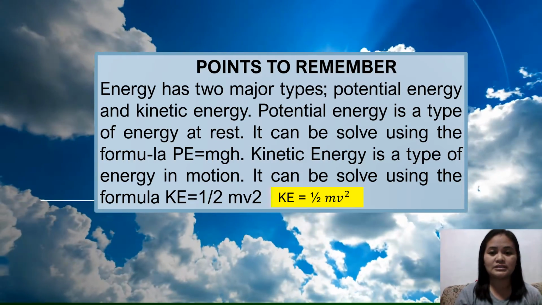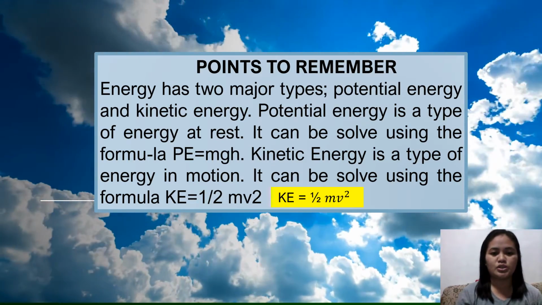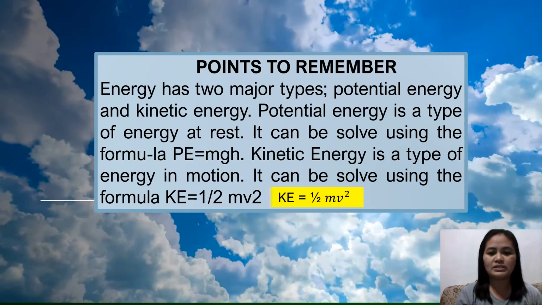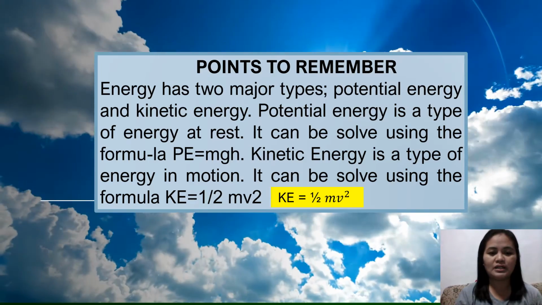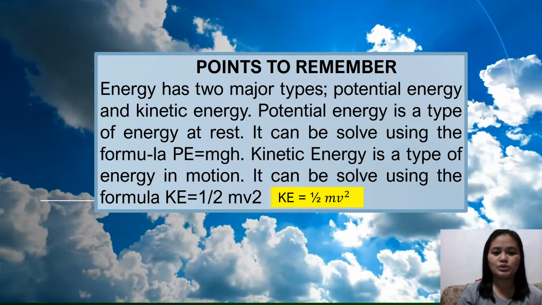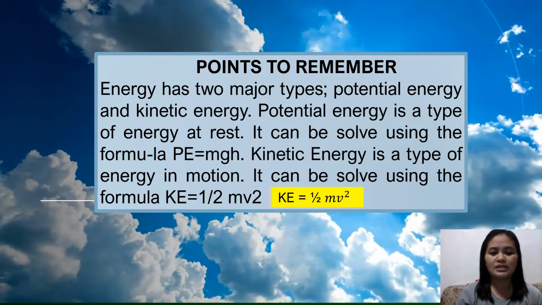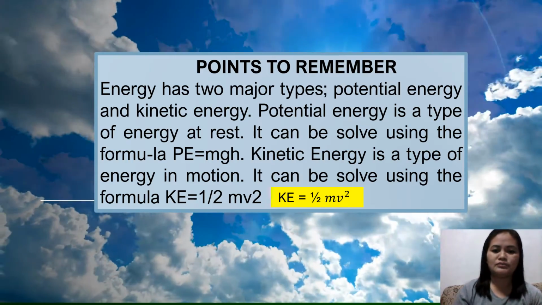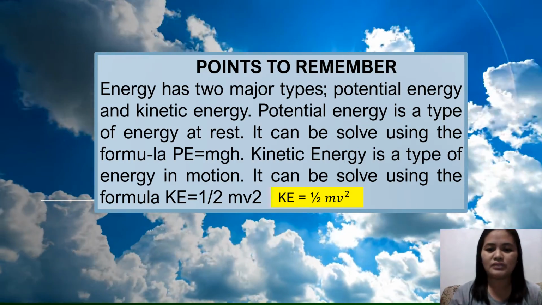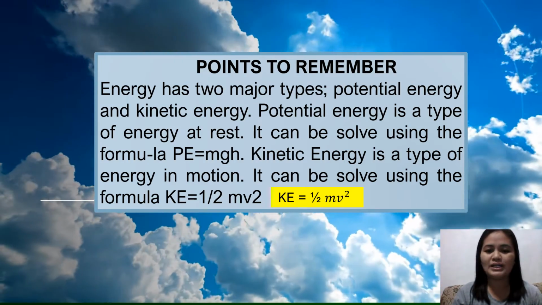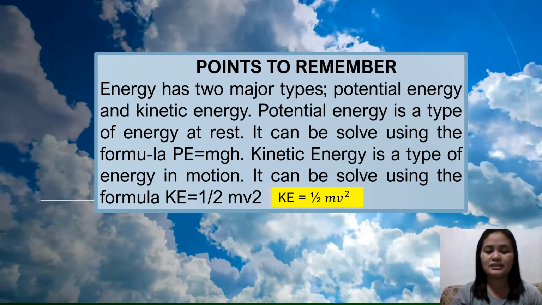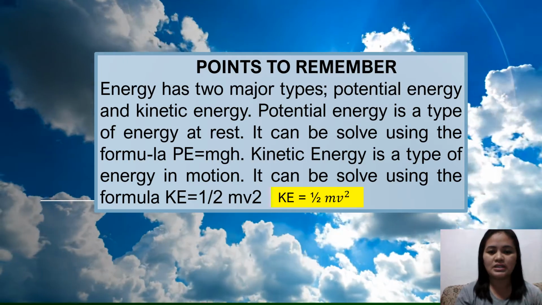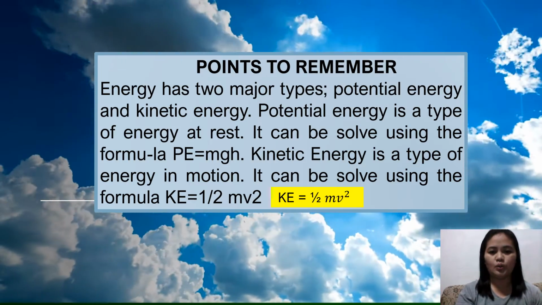Kinetic energy is a type of energy in motion. In motion, meaning the object is moving. It can be solved using the formula kinetic energy is equal to 1/2 times mv squared. I corrected this. The correct formula is KE is equal to 1/2 times mass times velocity squared. So what you should follow here, guys, is the one in yellow.